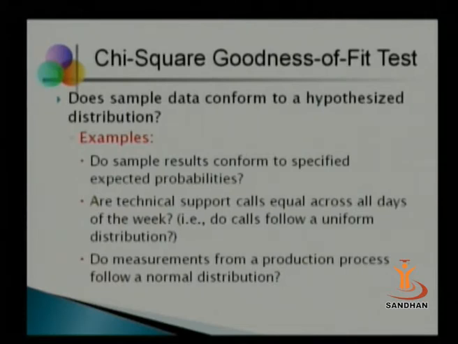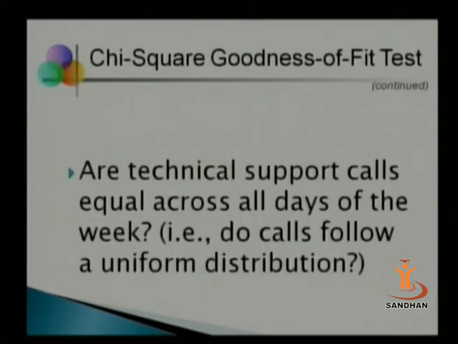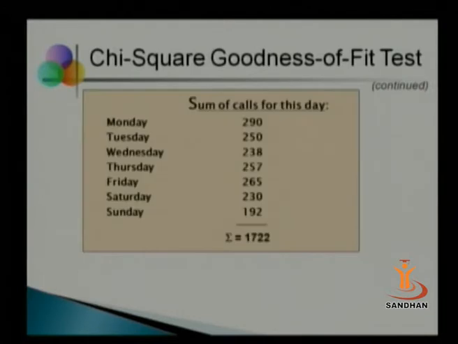For this we take one example, that is we have data about technical support calls for various days of the week. Here the question is, are the technical support calls equal across all days of the week? That means whether the calls follow a uniform distribution or not. So this hypothesis we want to test. And the data is, for the 7 days of a week, the number of calls arrived are listed on the slide, and there are a total of 1722 calls overall.